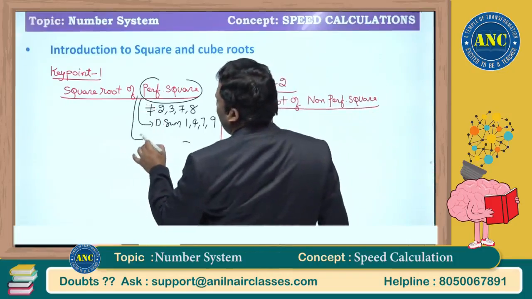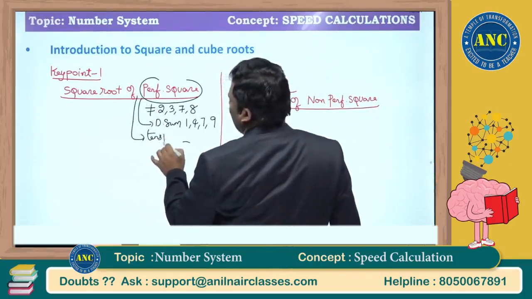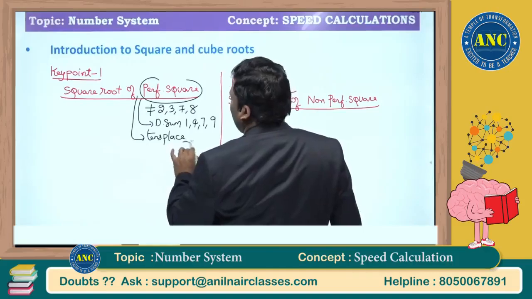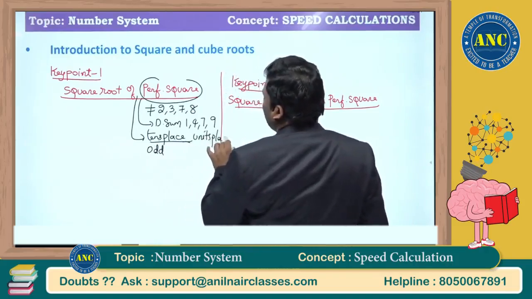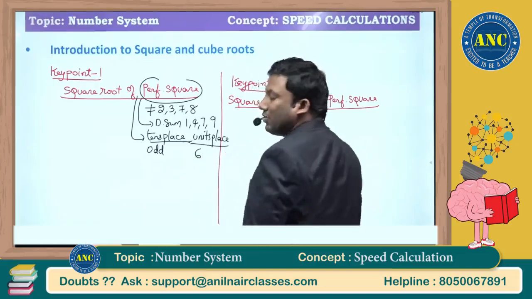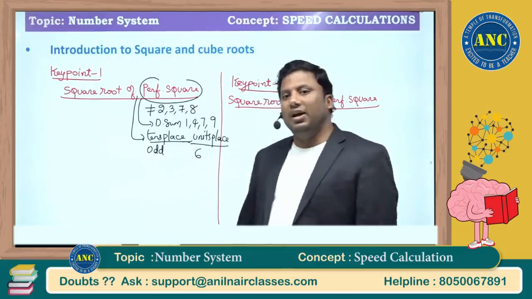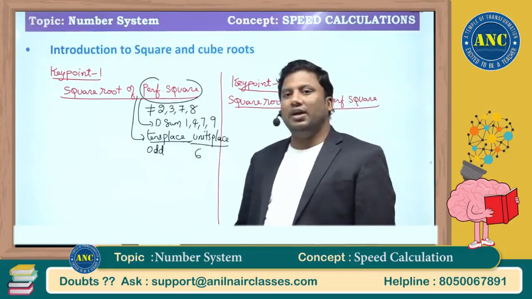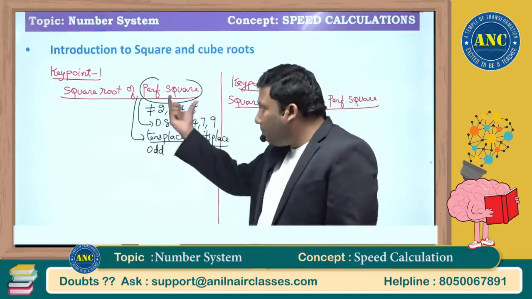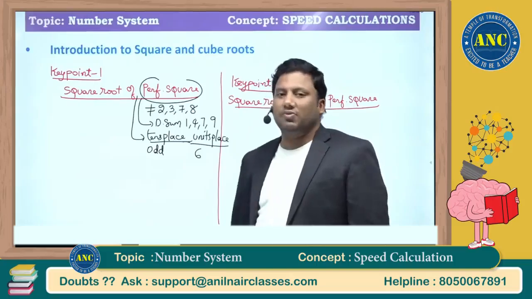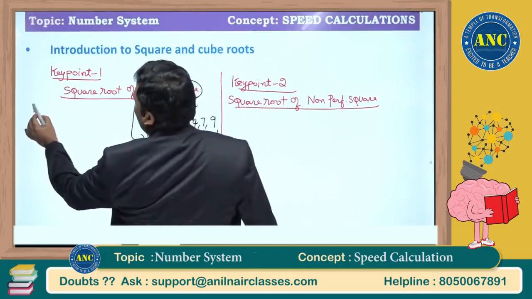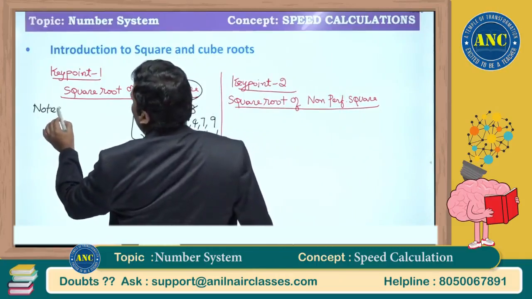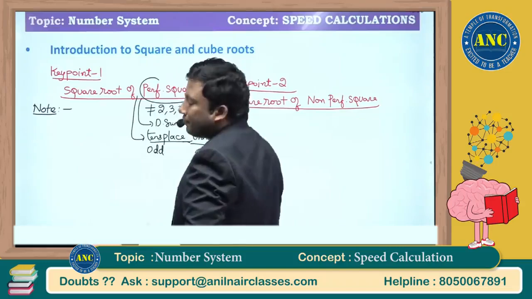The next key point: if a perfect square has an odd tens place, then the units place will be 6. Any perfect square ending with 6, its tens place will be odd. Already we have discussed the proof behind it. And another important note, once you understand these key points, then solving is very, very easy.